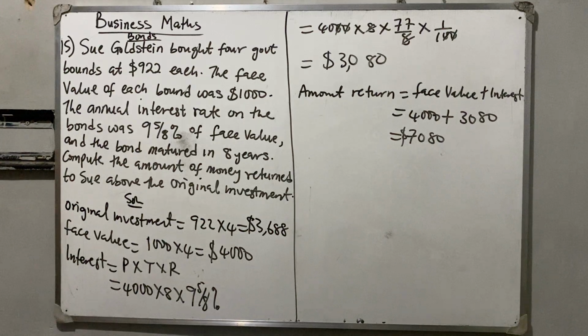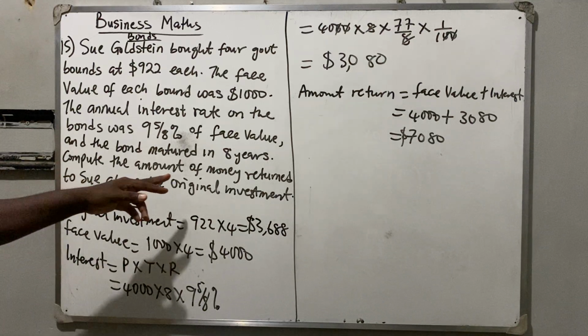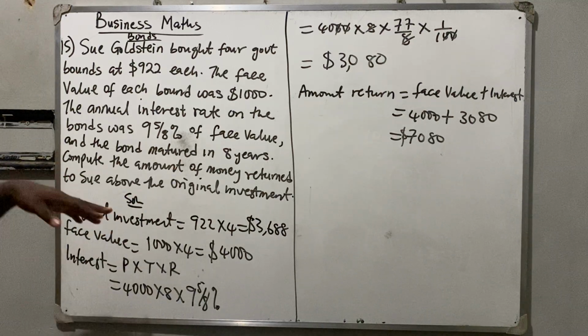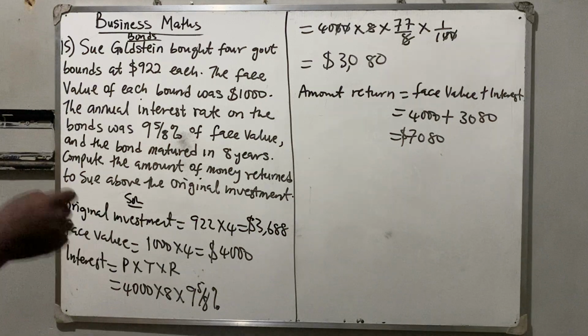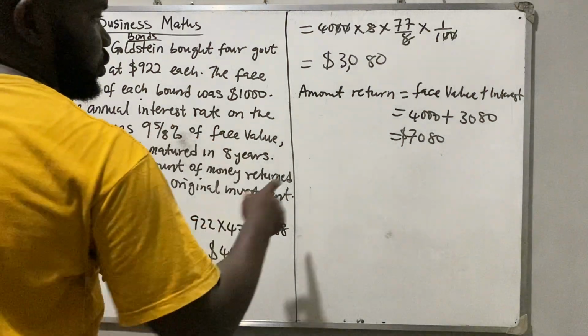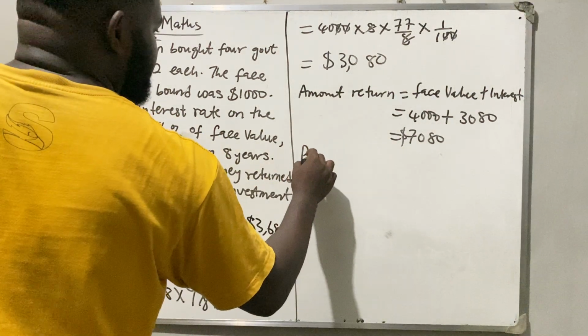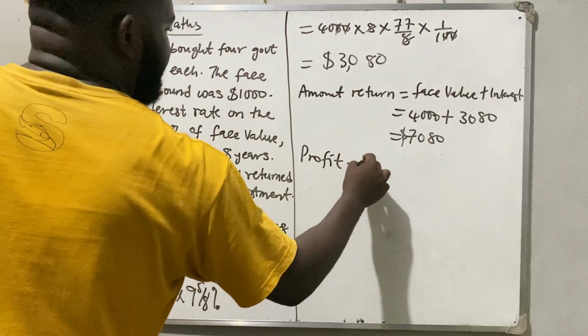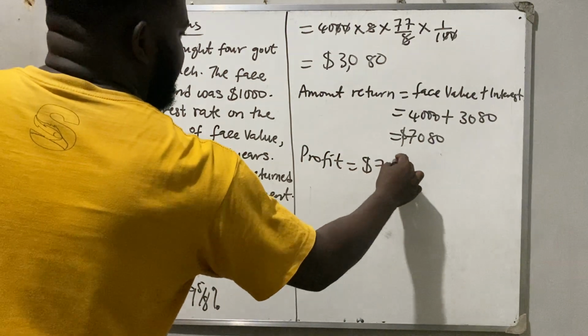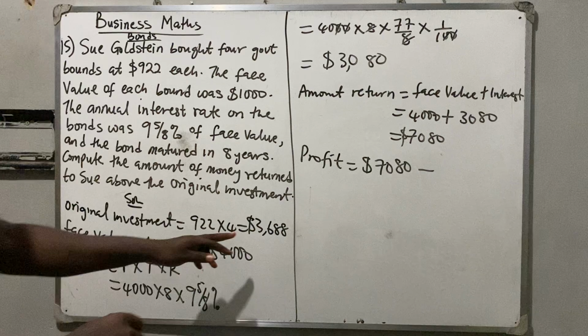So now the next thing we need to calculate is the profit. So we are asked to calculate the profit, right? So they say calculate the amount of money returned to him above the original investment. The one that is above, that is the profit. But the total amount returned to him is this. So his profit will now be the 7,080 minus the amount he invested.